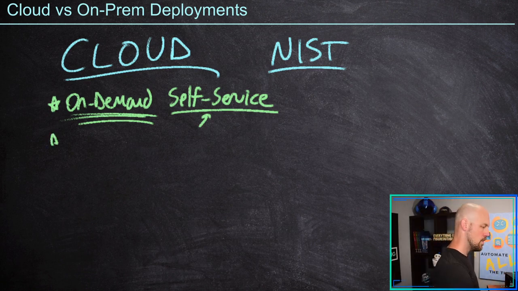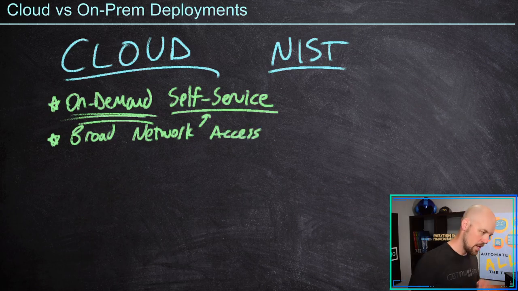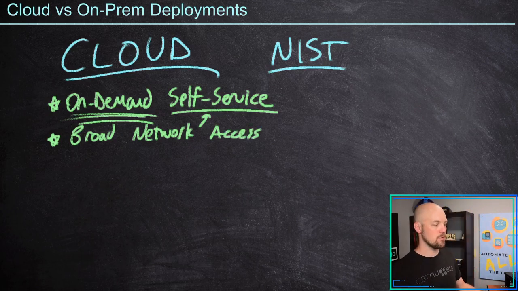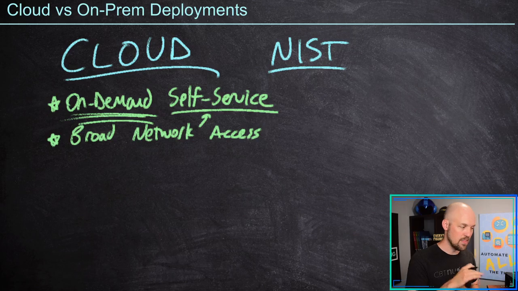Number 2, broad network access. Broad network access basically means I can access it from anywhere. Now, the most common example here from a traditional network perspective would be VPNs. We in the networking world are very comfortable with the concept of a VPN, right? I'm going to fire up my VPN and connect to my business network, and then I've got access to all of my resources.